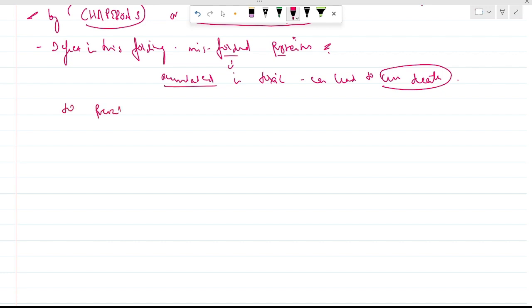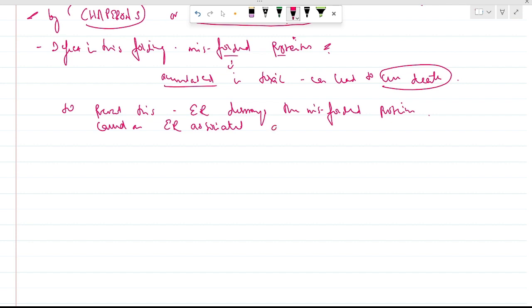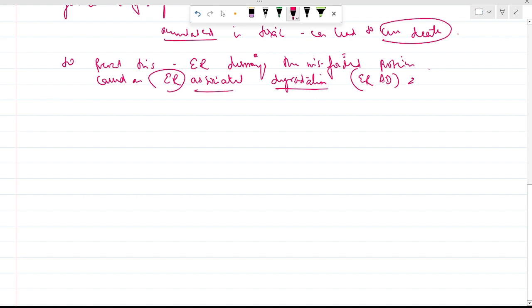To prevent this accumulation of misfolded proteins, the endoplasmic reticulum destroys the misfolded proteins. This process is called endoplasmic reticulum associated degradation, ERAD, which is the process of the endoplasmic reticulum destroying these misfolded proteins. So how the endoplasmic reticulum destroys them, we are going to see in this ERAD process.